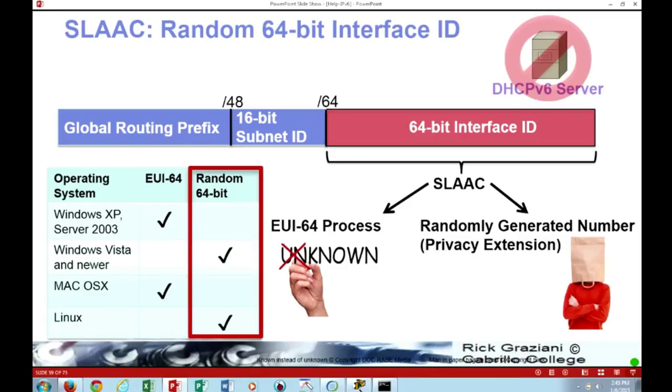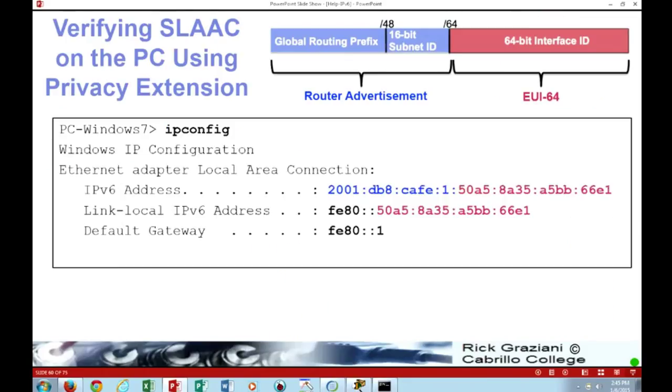Okay. So randomly numbered: a lot of the operating systems, Windows 7 and later, are generating these randomly. So here on my Windows 7 device, we see no FFFE here.